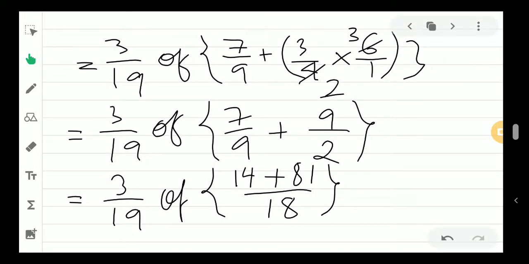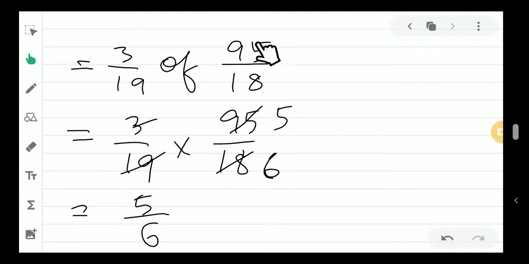Now if we do this calculation, 2 2s are 4, 2 3s are 6, and 3 3s are 9, and 2 1s are 2. The rest remains the same, 7 by 9 plus this one. Now, what is the LCM of 9 and 2? It is 18. 9 2s are 18, so 7 2s are 14. 2 9s are 18, so 9 9s are 81. Now 14 plus 81 is 95 by 18, and of will change to multiplication. After doing this calculation, you get 5 by 6.